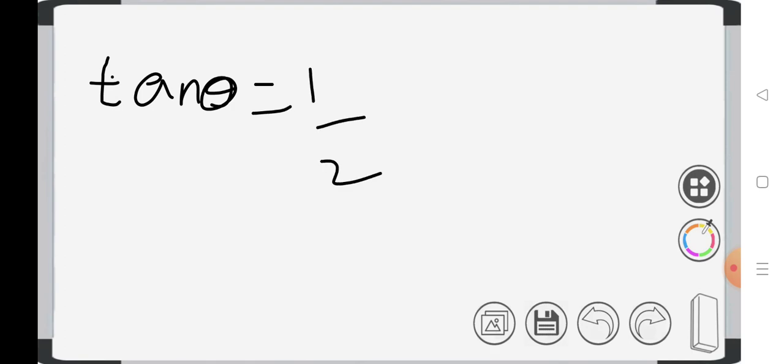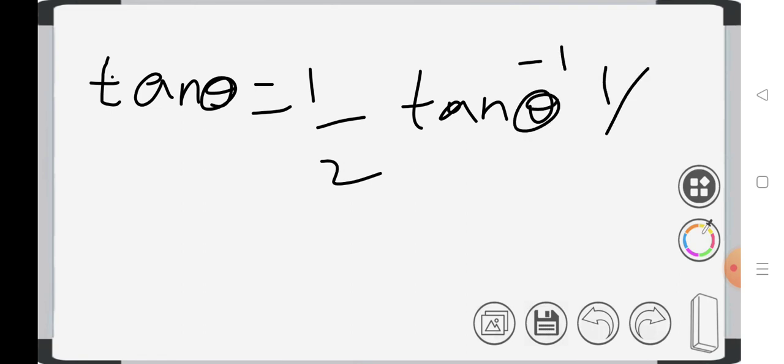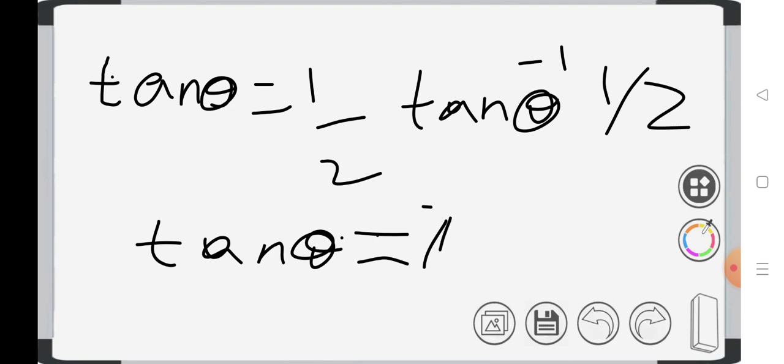In the first case, tan theta is possible when it is 1 by 2, but we don't know where it lies. So what you can write here is theta equals tan inverse of 1 by 2, and in the other case tan theta is possible if theta is pi by 4. So this is the solution for this question. It will be helpful for IIT people, and in few exams you can get this one.